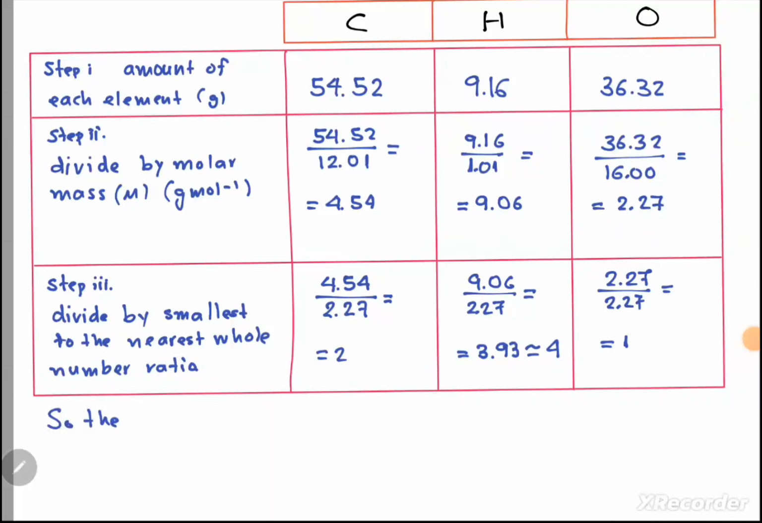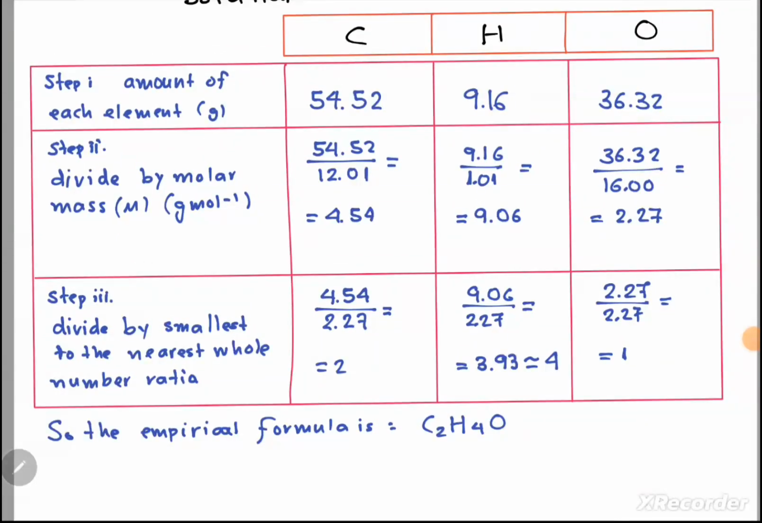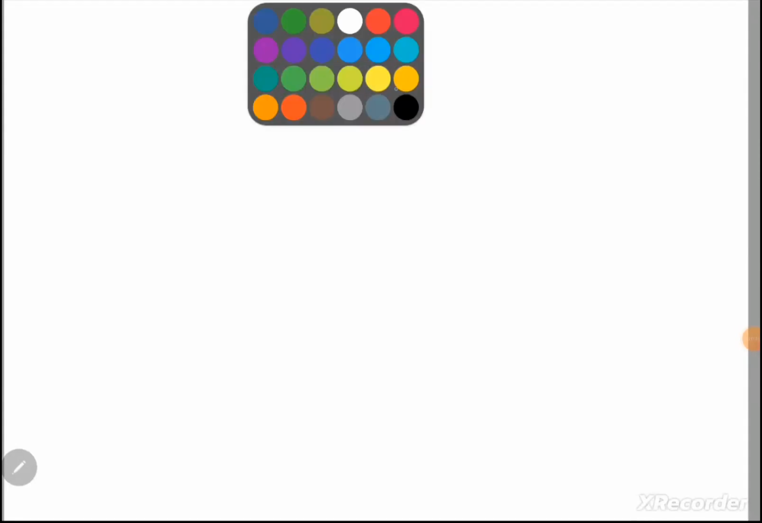So, the empirical formula is carbon 2, hydrogen 4, oxygen 1. This is the second example. Let's have the third example. Example 3.